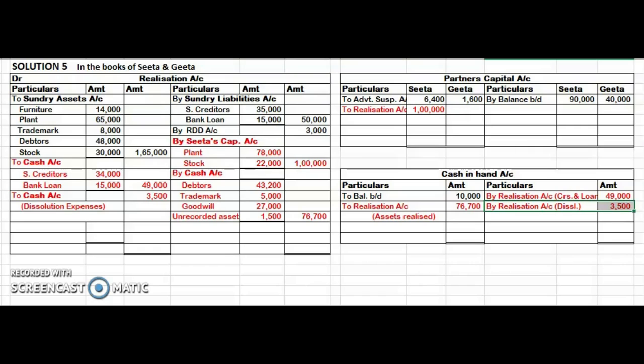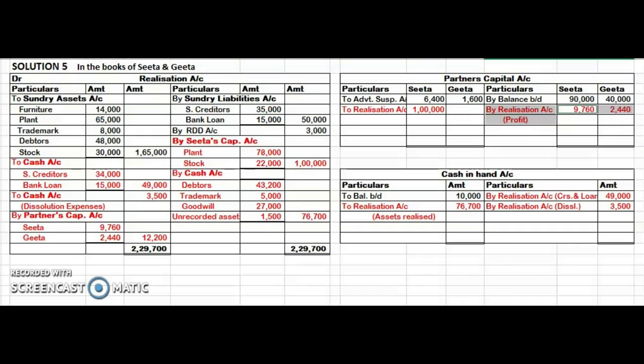Let's close realization account. Take the total 2,29,700. Credit side is greater, so we get a realization profit of rupees 12,200. This will be distributed among the partners, that is Sita and Geeta, in the ratio of 4:1. So Sita 9,760, Geeta 2,440. Transfer this to partners capital account credit side since it is realization profit.